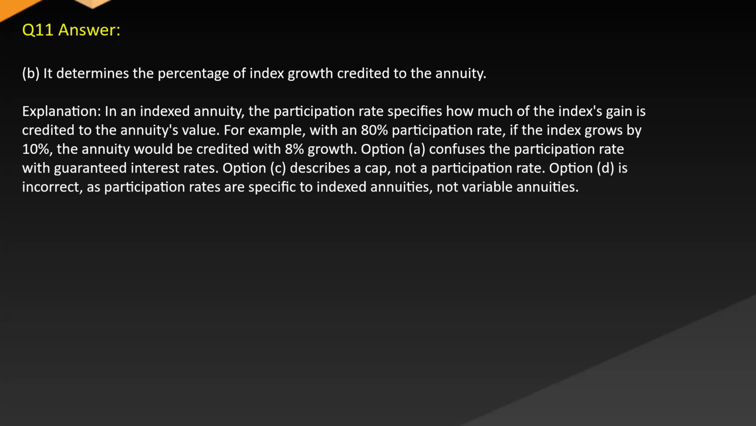Explanation: in an indexed annuity, the participation rate specifies how much of the index's gain is credited to the annuity's value. For example, with an 80% participation rate, if the index grows by 10%, the annuity would be credited with 8% growth. Option A confuses the participation rate with guaranteed interest rates. Option C describes a cap, not a participation rate. Option D is incorrect as participation rates are specific to indexed annuities, not variable annuities.